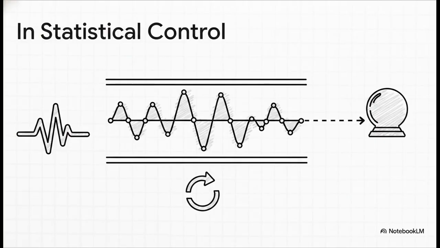When you see all your data points just happily bouncing around between those two limits and you don't see any strange patterns, that's what we call a process in statistical control. And folks, this is the goal. This is what you want to see. It means your process is stable, it's consistent, and, this is the big one, it's predictable. You can actually forecast what it's going to do next.